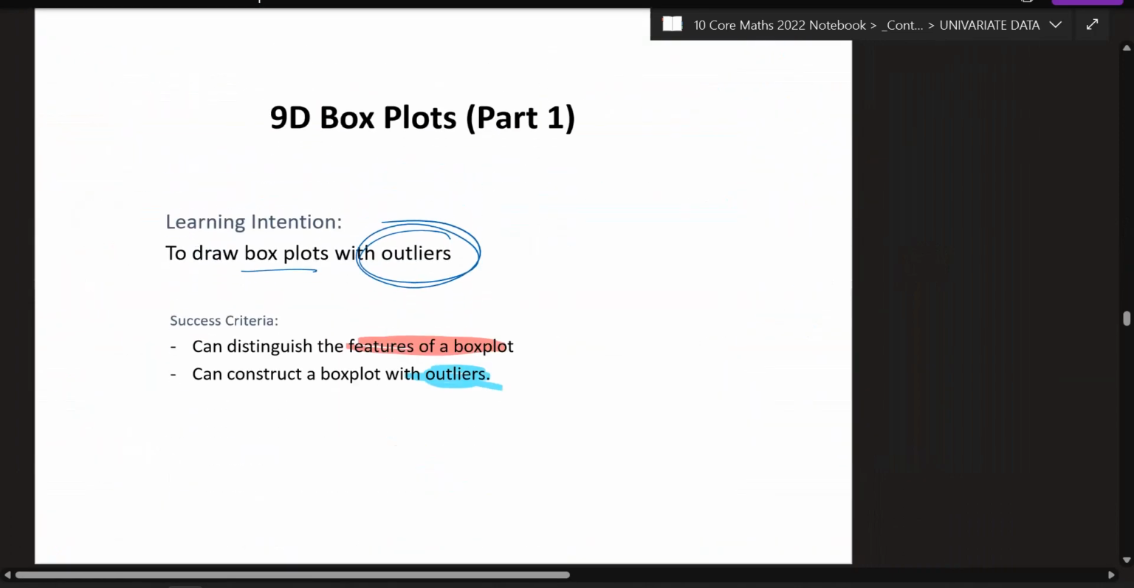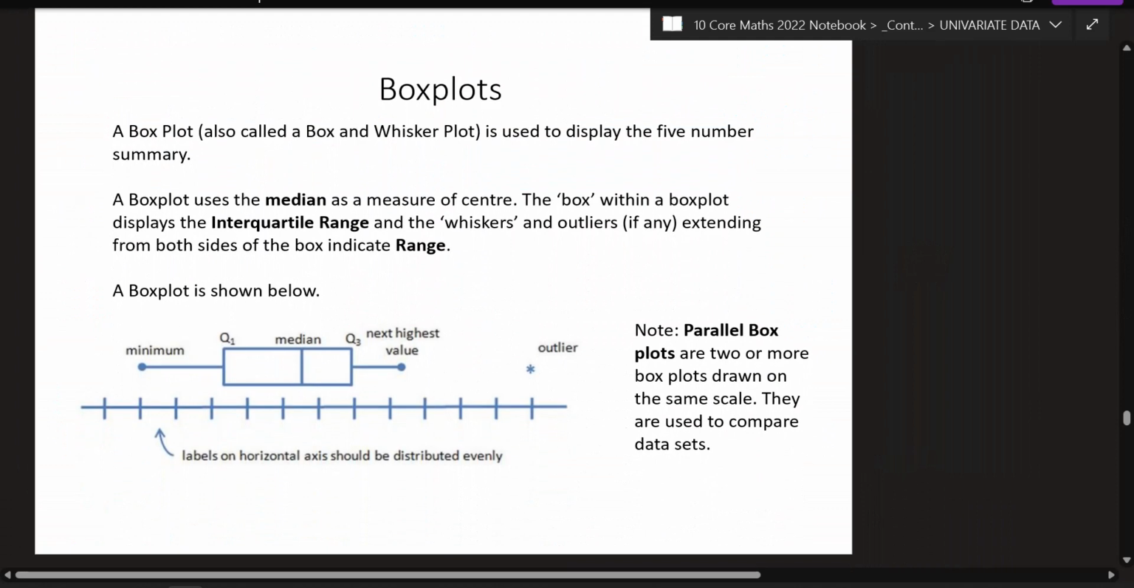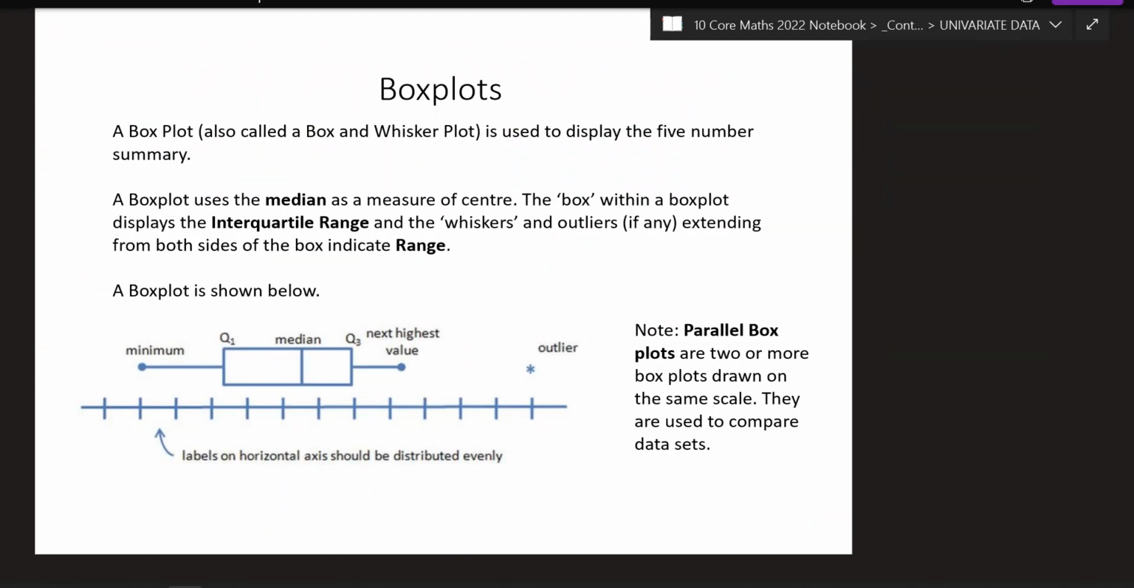Now, you would have learnt about your 5-number summary before. It'll be applied to this. But an intro to your box plot: it's used to display the 5-number summary. So in order for you to be able to do the box plot, you've got to know how to do your 5-number summary, which most of you are pros at already. The box plot also uses the median as a measure of center, so you can see the median is that middle line. The median, middle number.